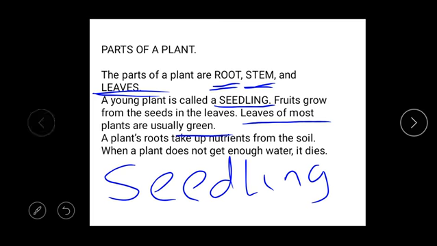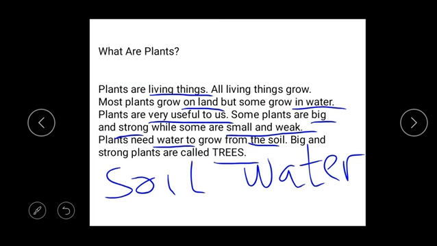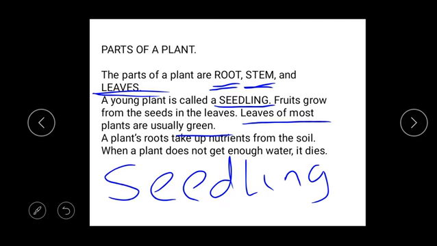Let's move backward to see the difference between a tree and a plant. Like I said earlier, the big and strong plants are called trees. The small and weak ones are plants. But the big and strong ones are called trees.